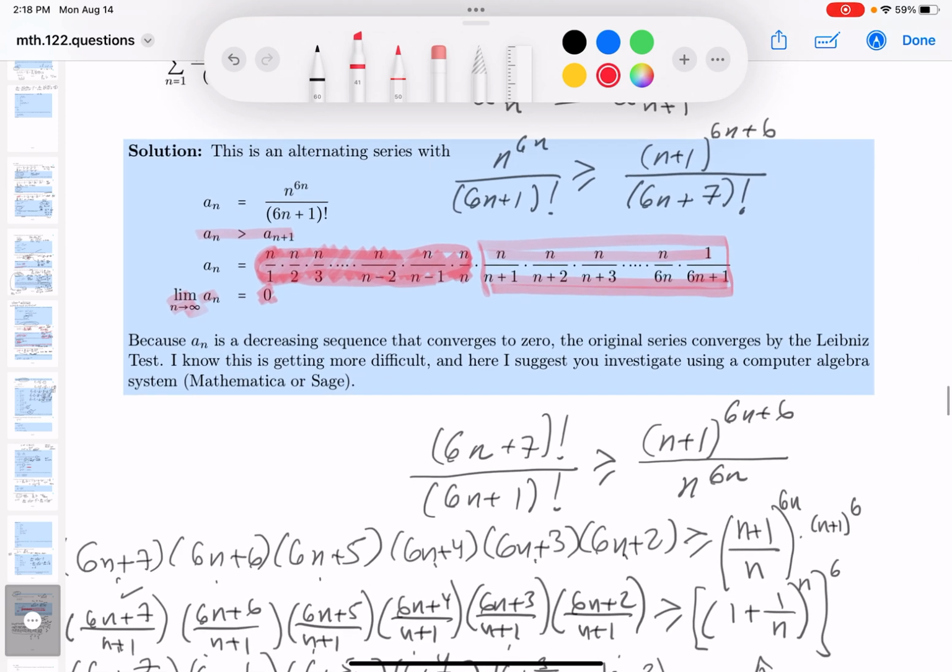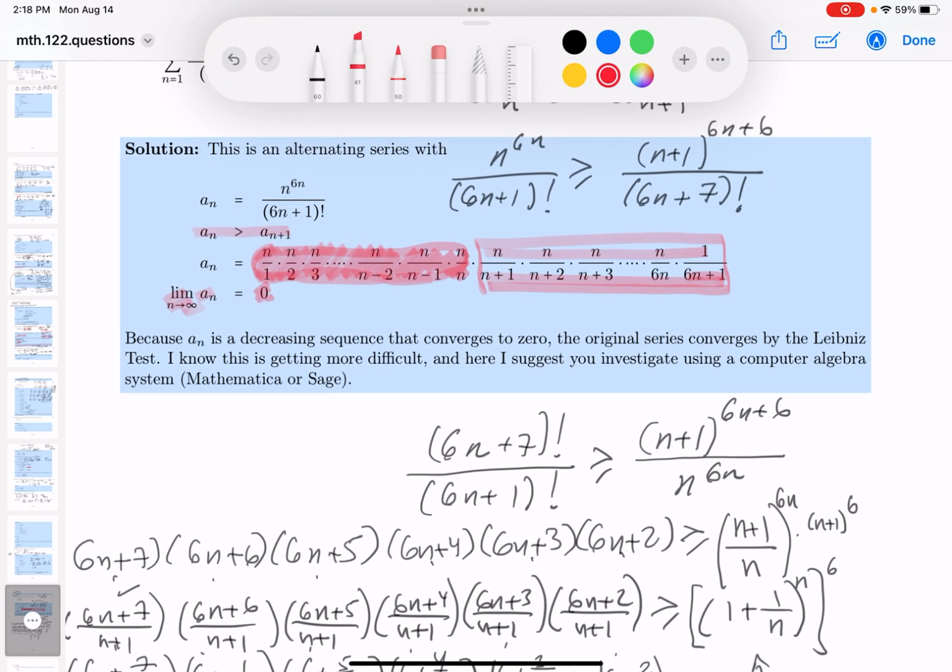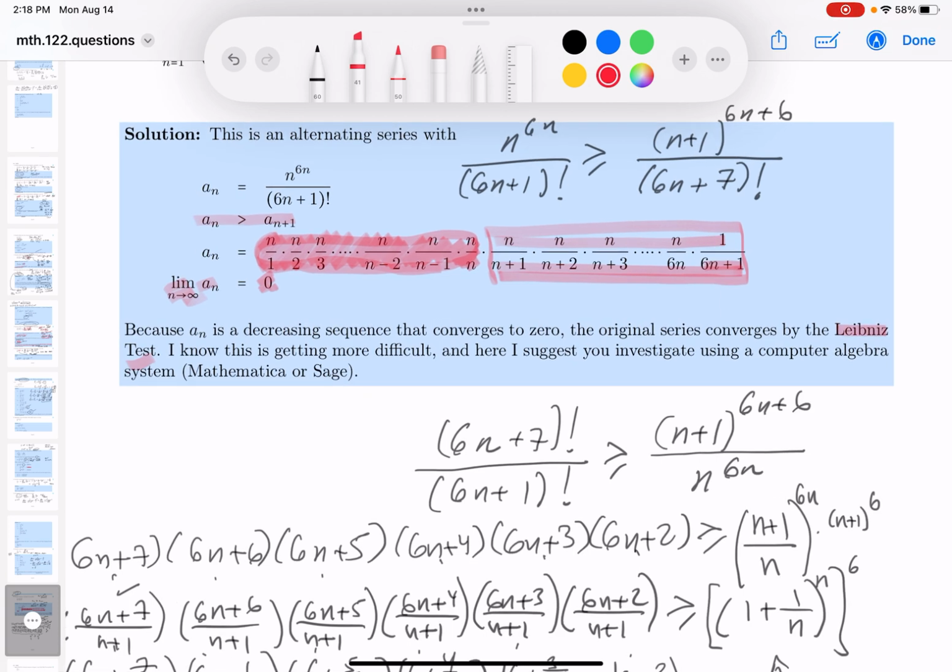All right, let me see what they wrote down. The a_n is a decreasing sequence that converges to 0. The original series converges by the Leibniz test, which I call the alternating series test. I know it's getting more difficult. I suggest you investigate using a computer algebra system, Mathematica or Sage. And I'll probably post a video for that one as well. Thank you.